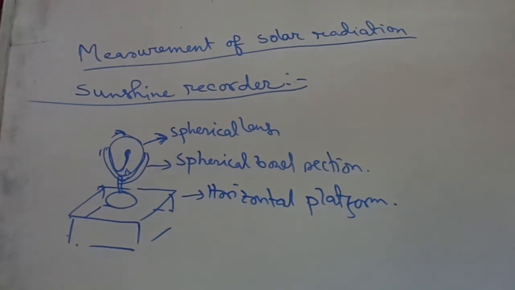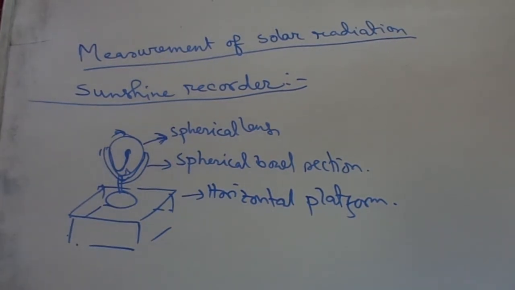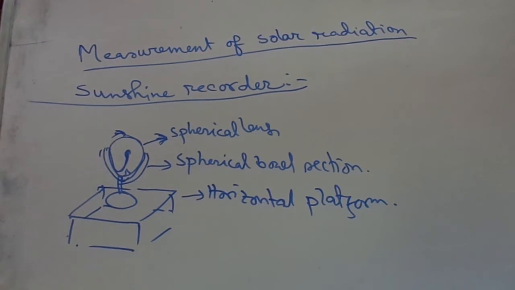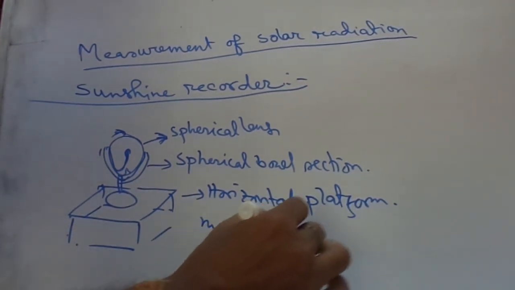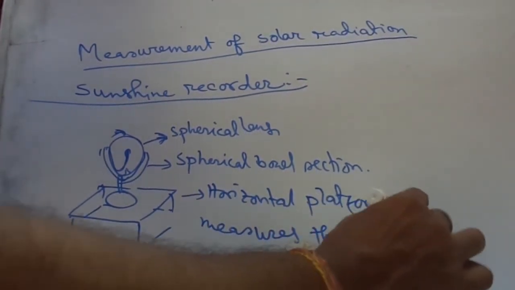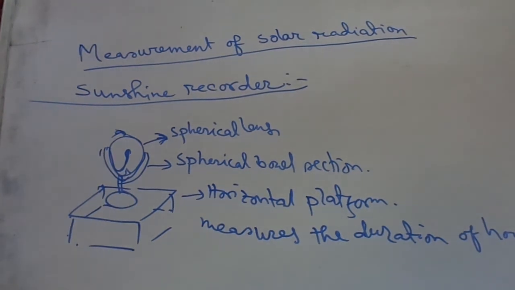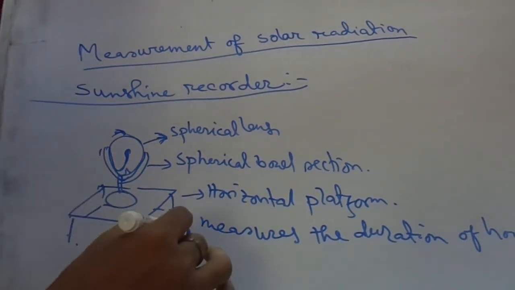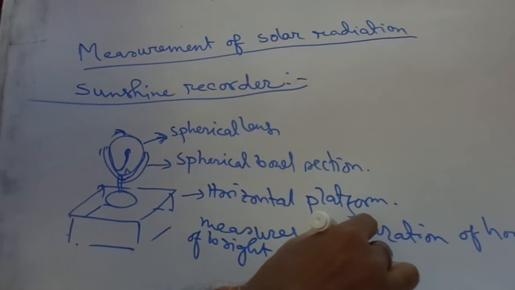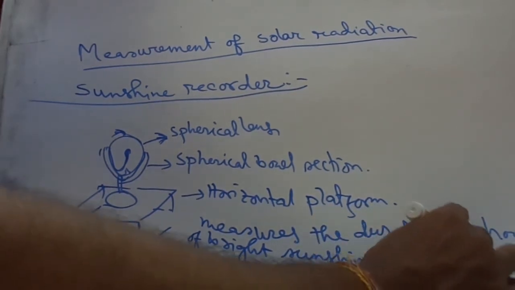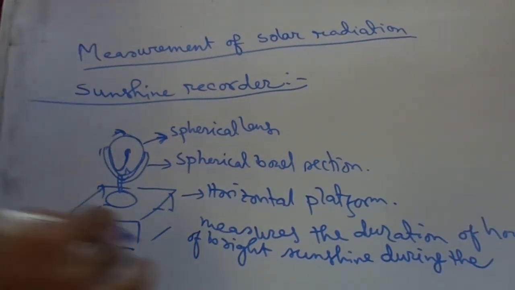So the instrument measures the duration in hours of bright sunshine during the course of a day.